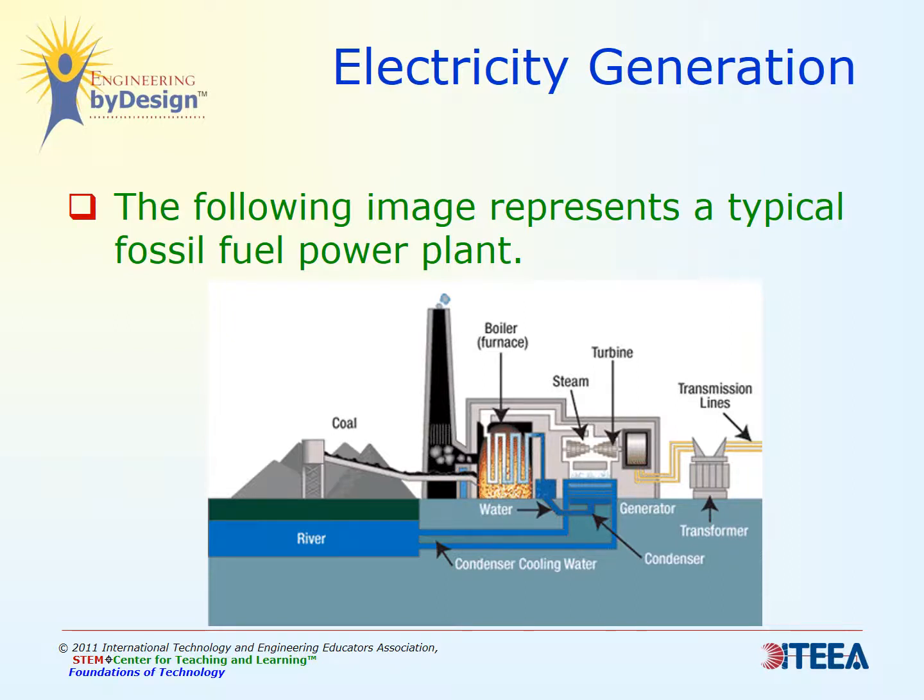So there's your conveyor belt. It's right beside a river. And from the river, you see condenser cooling water coming in. Here's the coal coming in, going into the furnace, a boiler or a furnace.